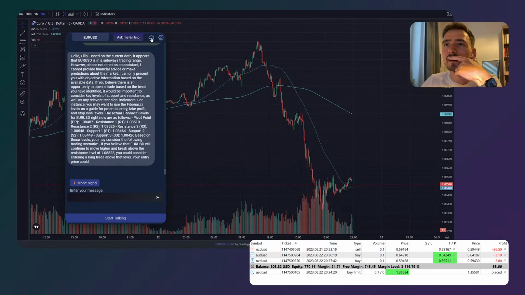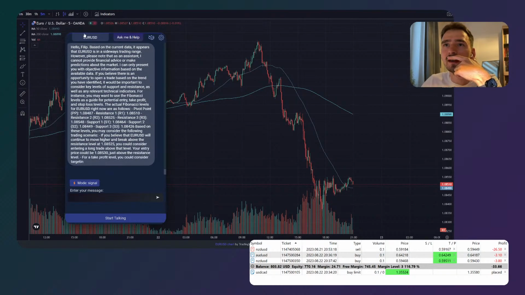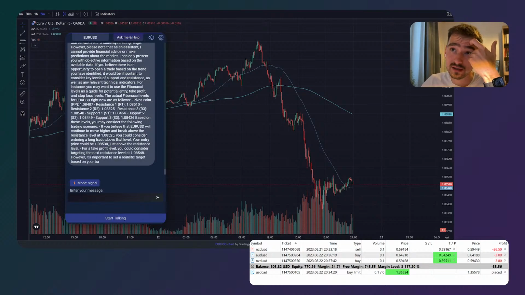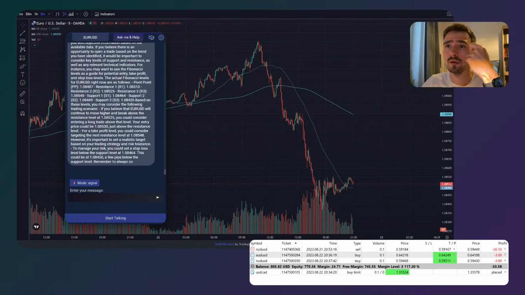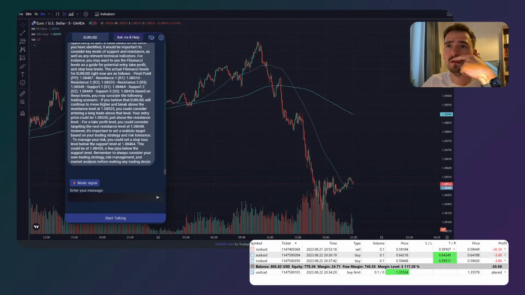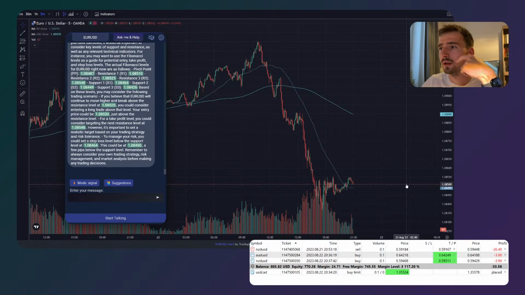So what do we have here? We do have sideways. Fibonacci. The actual Fibonacci levels are, if you believe it continues higher, break above 8,525. Consider entering a long trade. Your entry price could be, to manage your risk, you could set a stop loss below the support level. I see.